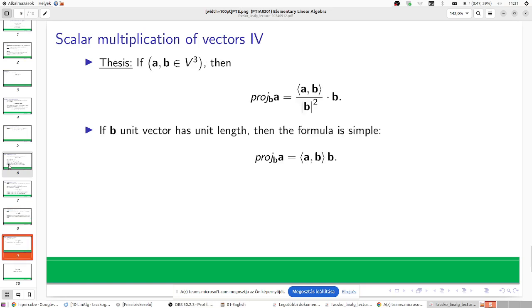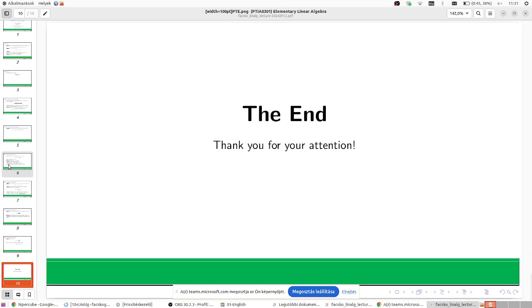Okay, and you can calculate this using this formula, the scalar product of A and B, multiply by B, and divide with the length of B. In practice, we will do this. Last comment, very last, and I will dismiss you. If the B vector has a unit length, then it has this form. Okay. So that was it.